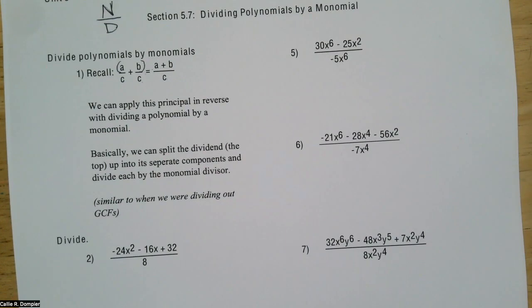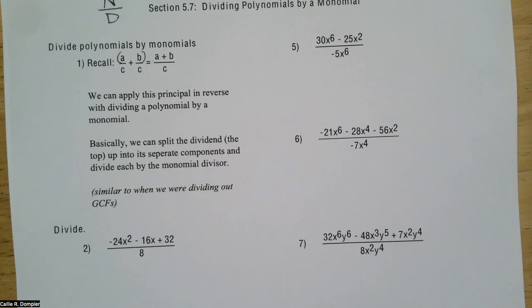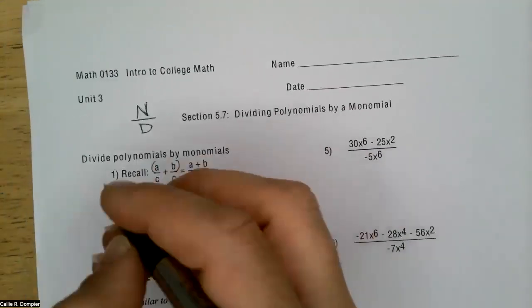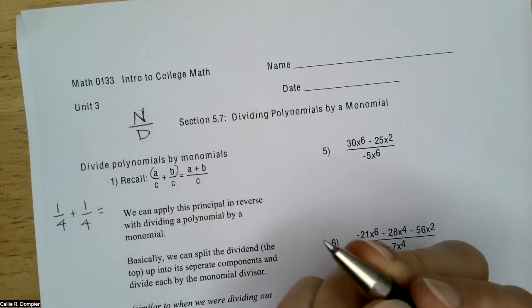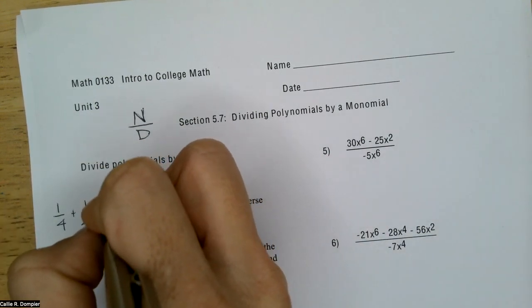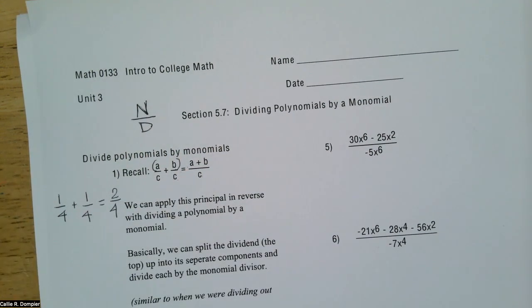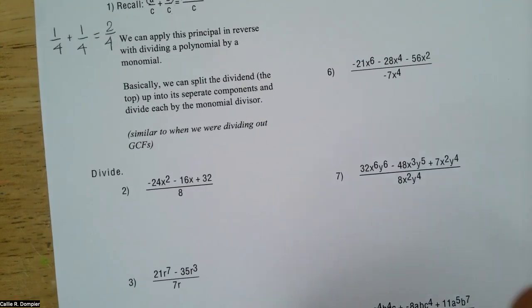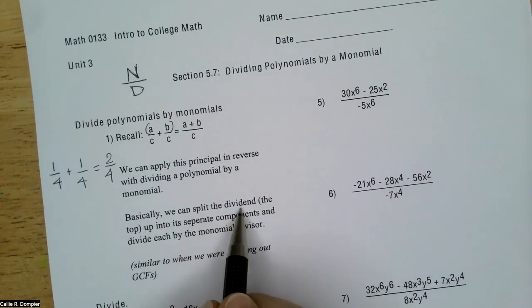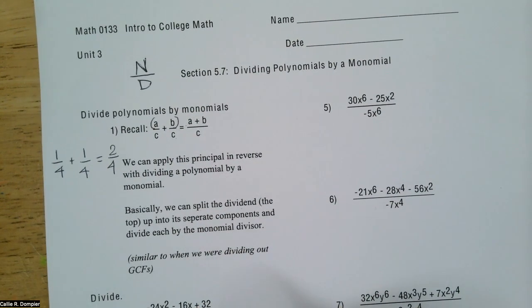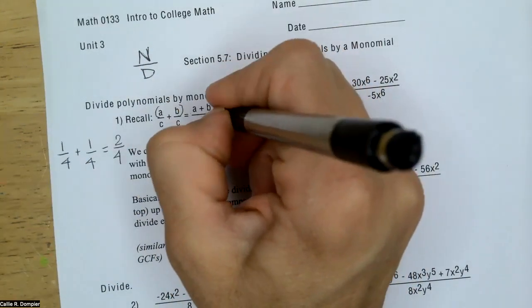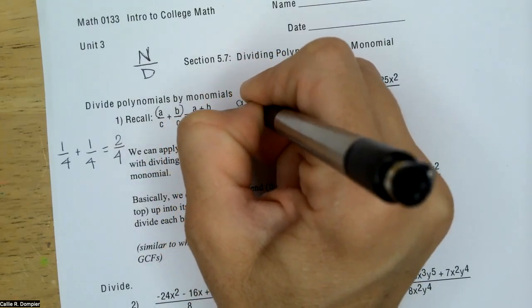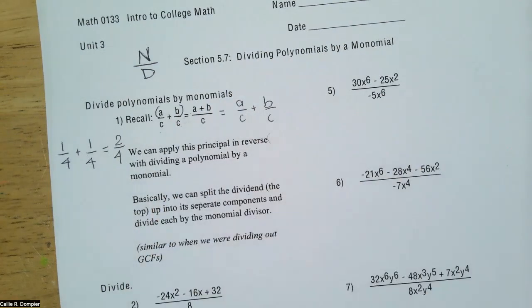What we're going to do when we're dividing polynomials is apply this principle in reverse. This principle would be like 1/4 plus 1/4 equals, the 4 stays the same, 1 plus 1 is 2, which we would then simplify into 1/2. Down here, we are going to split the dividend, or the top, into its separate components and divide each by that same monomial. So we can take A plus B divided by C and call it A divided by C plus B divided by C, which is exactly the same as what we had over here.